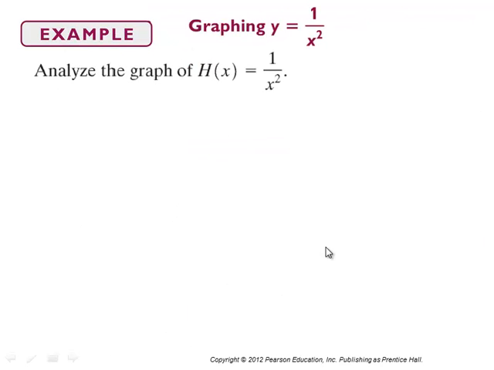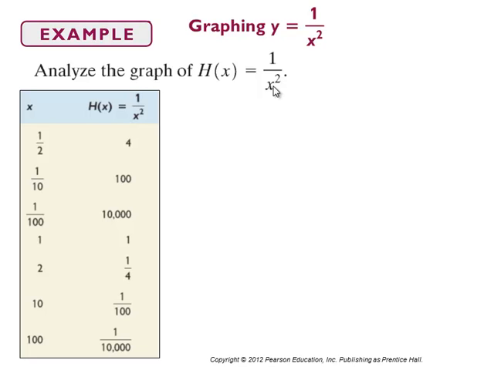Here we've got 1 over x squared. What does the graph look like for this function here? We know that at x equals 0, the function's not going to be defined. Let's use the table feature, which you can do on your calculator, to look at the behavior of the function as you get close to 0. When x gets closer and closer to 0, both from the positive side and also from the negative side, the value of the function gets larger and larger.